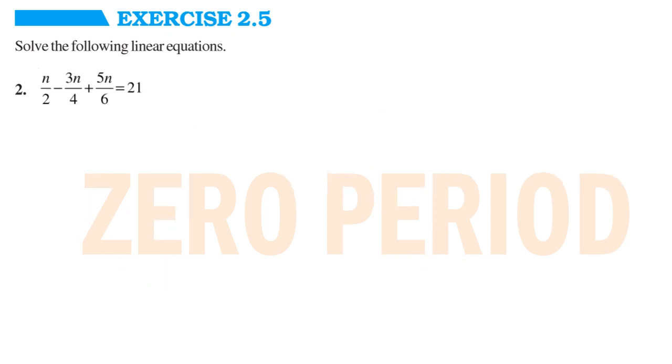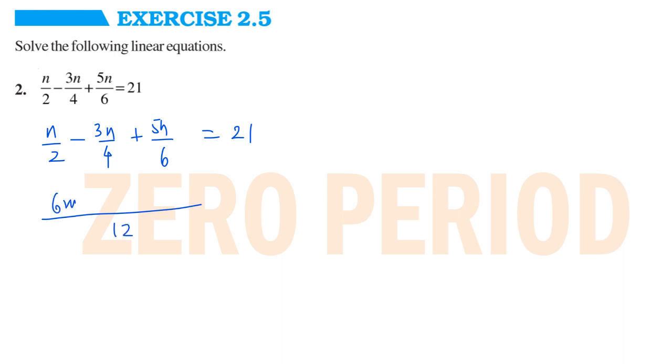Question number 2, similar to the previous one. Here are all variables together on the left hand side. n/2 minus 3n/4 plus 5n/6 is equal to 21. The LCM of 2, 4 and 6 is 12. 2 sixes are 12, 4 threes are 12, and 6 twos are 12.